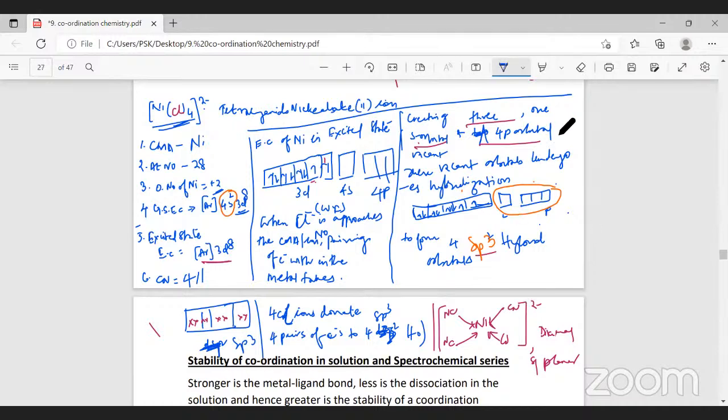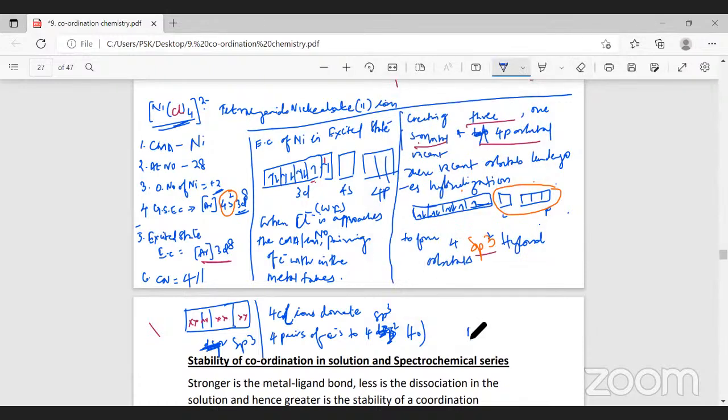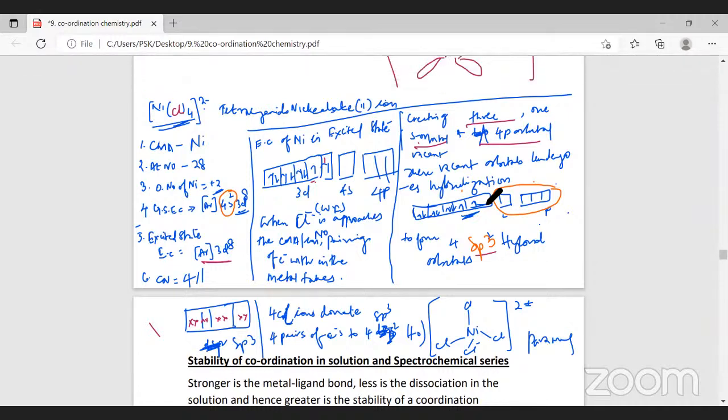So what will be the structure? Whenever a molecule undergoes sp3 hybridization, what is the shape of the molecule? The shape of the molecule is tetrahedral. How do I represent a tetrahedral molecule? Nickel at the center, one chlorine, another chlorine, another chlorine here, and another chlorine out. So the charge is 2 minus. The molecule is paramagnetic. Why paramagnetic? You can see unpaired electrons are there. Therefore, this molecule will be paramagnetic. Did you follow? Yes, sir.